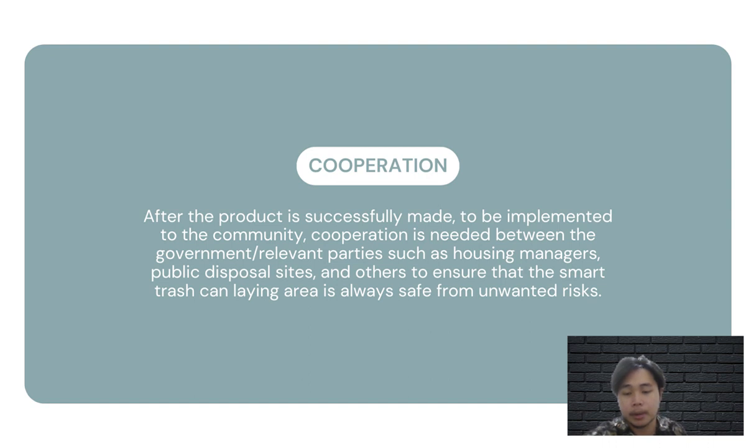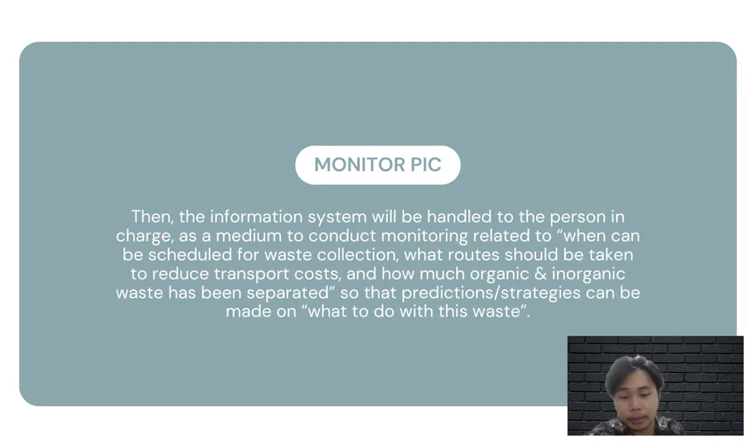After the product is successfully made, to be implemented to the community, cooperation is needed between the government or relevant parties such as housing managers, public disposal sites, and others to ensure that the smart trash can laying area is always safe from unwanted risks. Then the information system will be handed to the person in charge as a medium to conduct monitoring related to when waste collection can be scheduled, what routes should be taken to reduce transport costs, and how much organic and inorganic waste has been separated, so that predictions or strategies can be made on what to do with this waste.